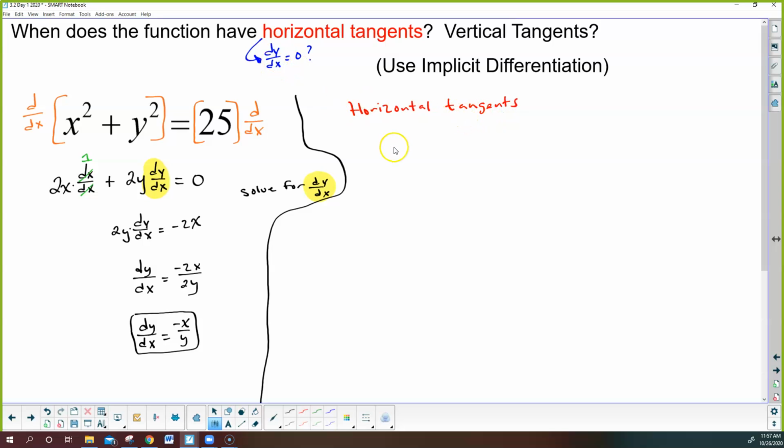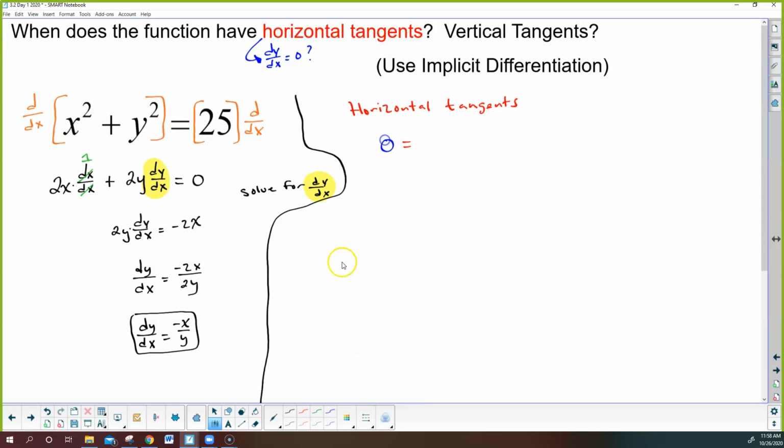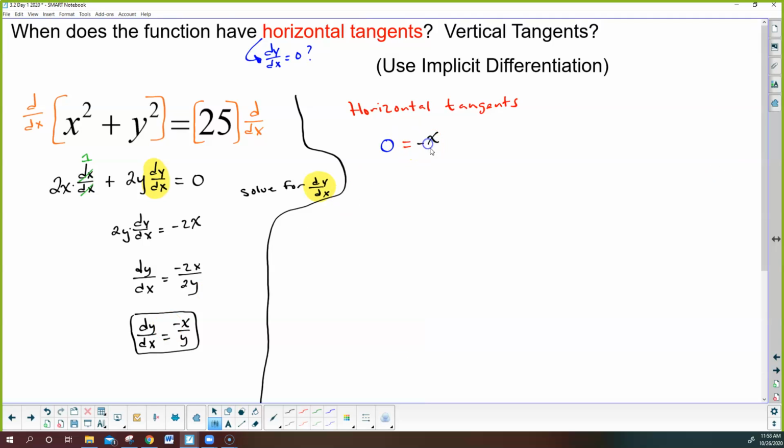Well, that's when the derivative is equal to 0. So I'm going to take dy/dx and I'm going to put it equal to 0. We'll do that in blue. And then that has to equal whatever my derivative is. It could be friendly like this, or it could be really nasty.